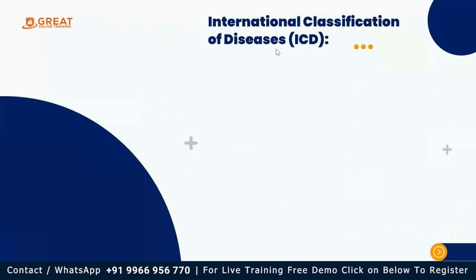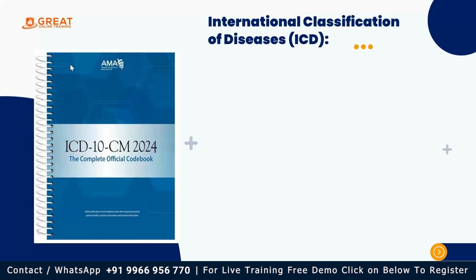So first we'll see International Classification of Diseases, ICD. This is how the ICD book looks like. You can see here 2024 because each year they publish a new updated version of the book, and for examination we have to use the updated version of the books, all the three books. Okay, so please remember this if you want to go for examination or even while doing your job.